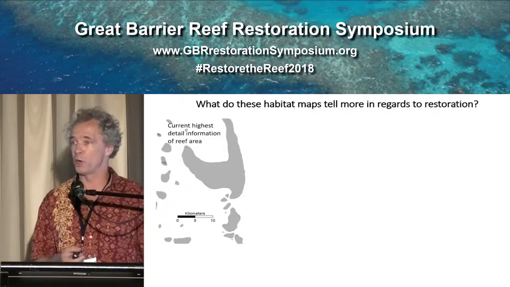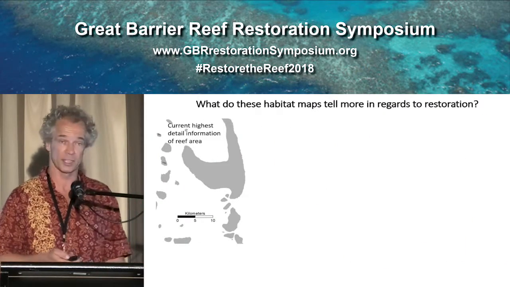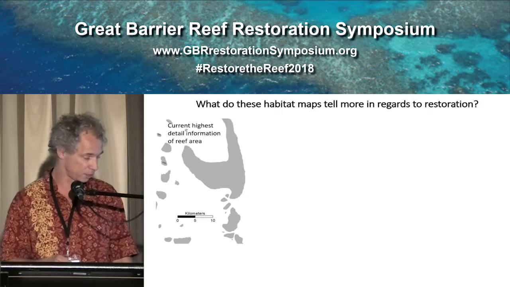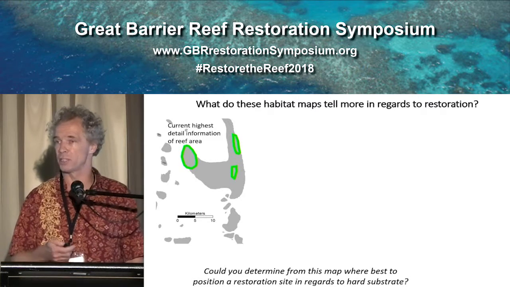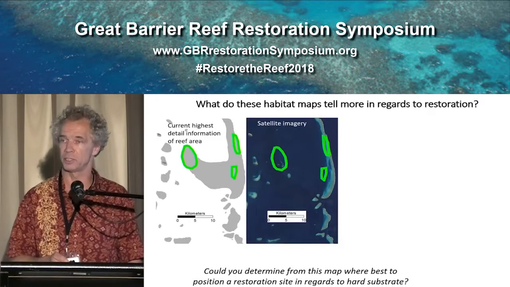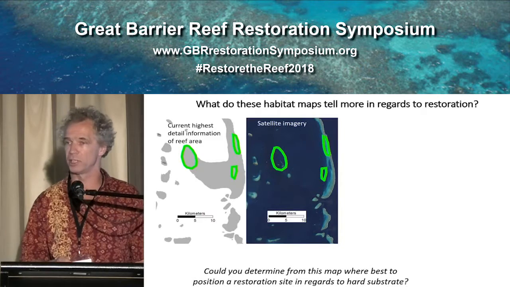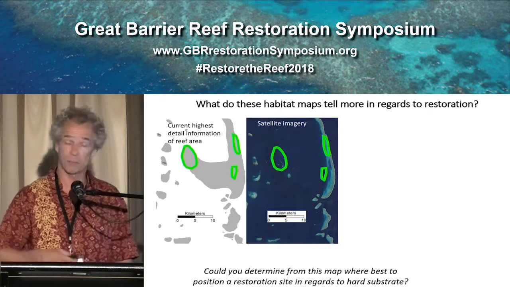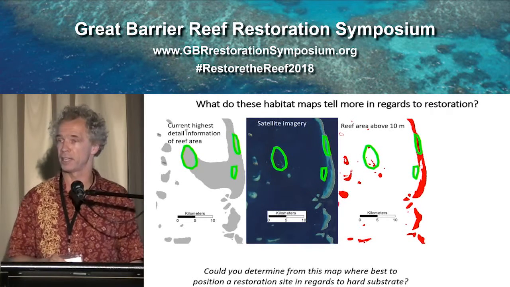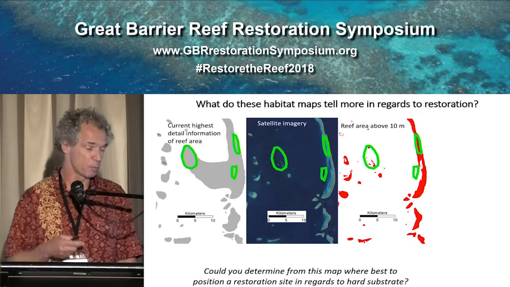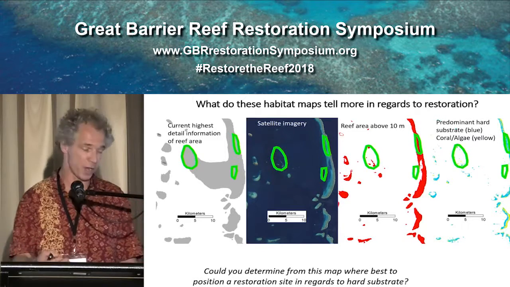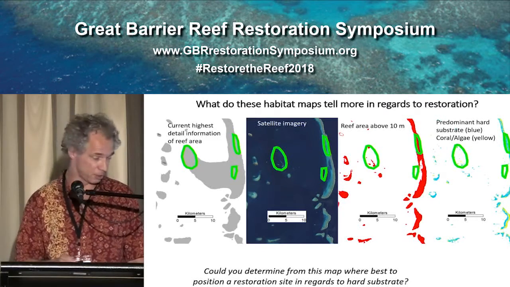So, going back to the old existing map, if you use the old existing map, the one still used, then this is your highest level of detail. You might decide your restoration site based on that, but if you then look at the same areas on the satellite image, you think, oh, that's not completely the right site. If you then look at the maps that we created and look at only the reef area above 10 meters, then we already get a better understanding of where to place them or where not. If we look at the areas that are predominantly hard substrate, then we can even better define where to place those restoration sites.